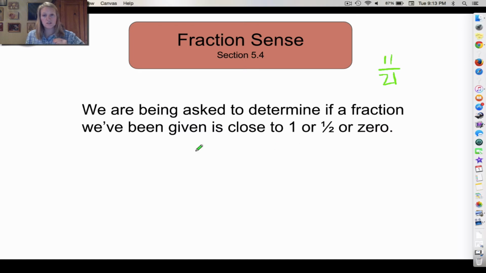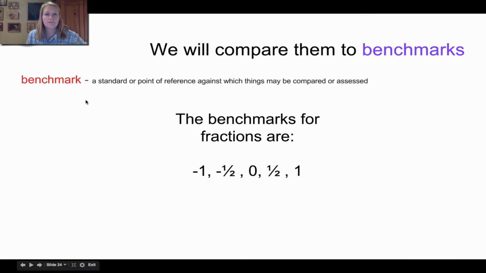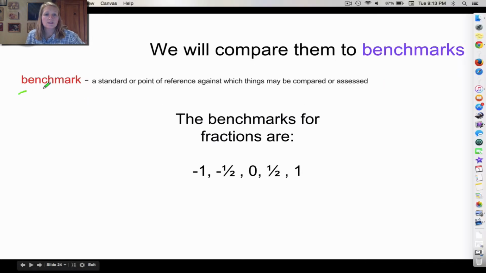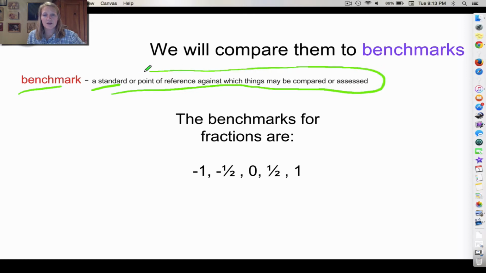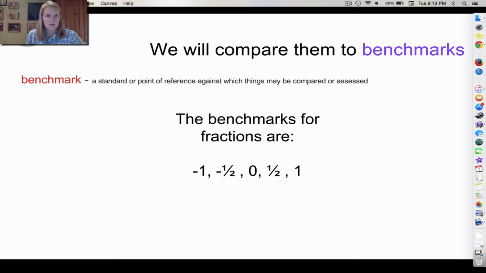Okay, so we want to just have some vocabulary. We use these as something called a benchmark. A benchmark is just, in life, a standard or point of reference against which things may be compared or assessed, okay? And so these benchmarks are going to be 0, 1/2, and 1, or -1 and -1/2. Depending on which side of the scale we're looking at, are fractions closer to 1 or to all of those other ones, okay?